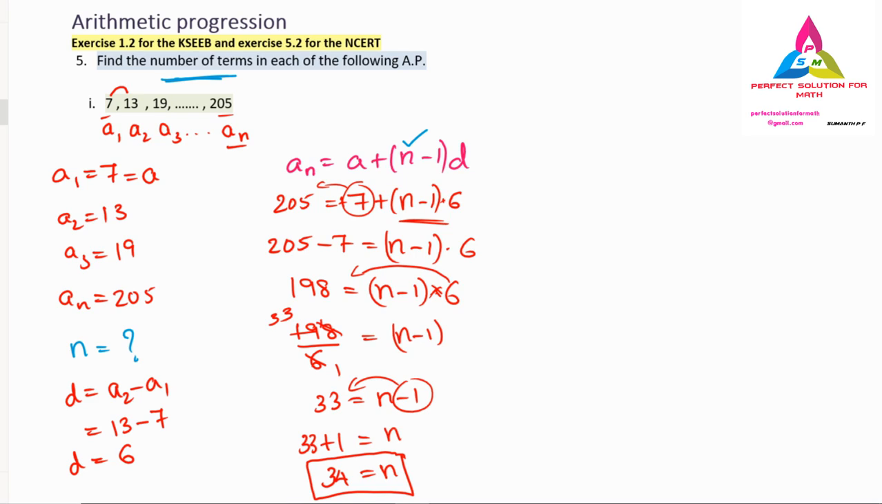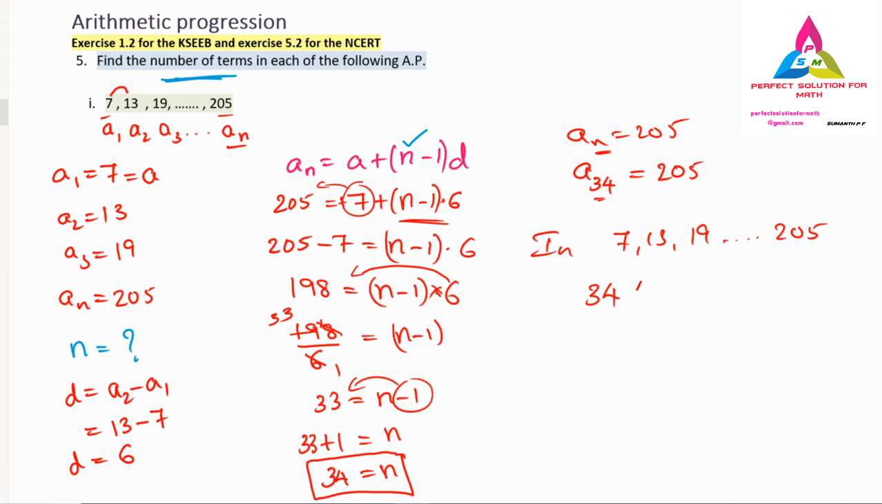Here you can see the 205 is nothing but the 34th term, that is, an is equal to 205 we have taken. Here the n value we found is nothing but 34. So we can conclude that the last term is the 34th term. So in this AP, that is 7, 13, 19, and so on till 205, there are how many terms? There are 34 terms. So this is our final answer.